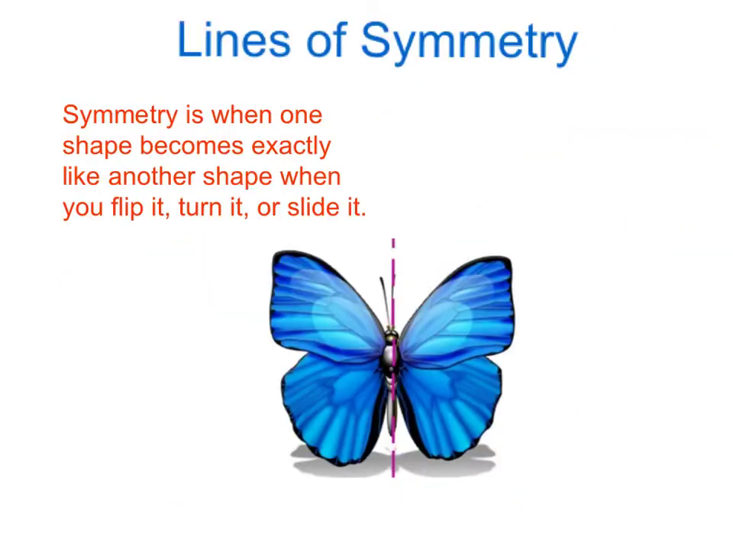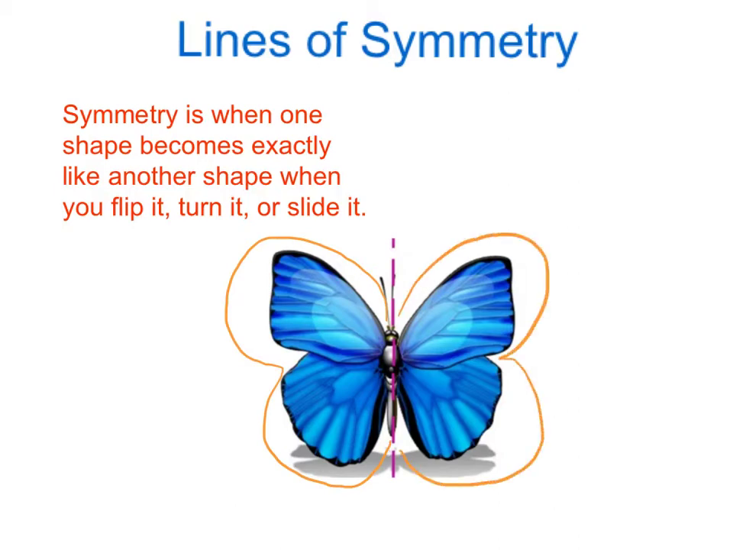Lines of symmetry. Symmetry is when one shape becomes exactly like another shape when you flip it, turn it, or slide it. So if we look at this butterfly down the purple line, we have a line of symmetry. This side of the butterfly is exactly the same as this side of the butterfly if you were to take this side and flip it and lay it on top of that side. That is an example of a line of symmetry.